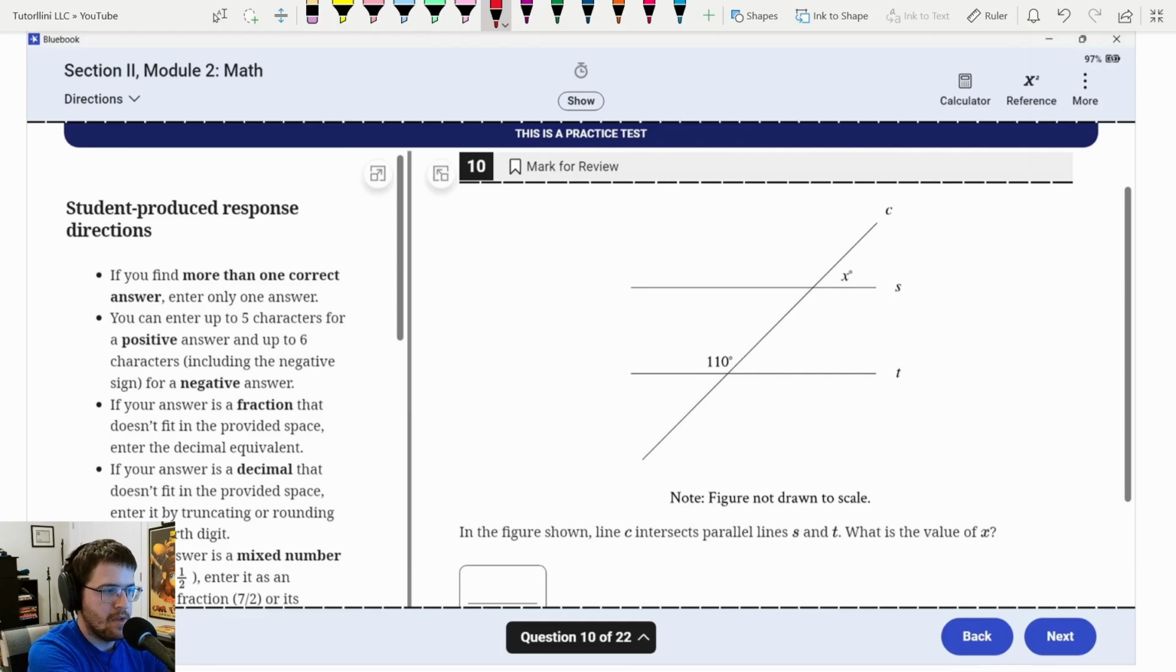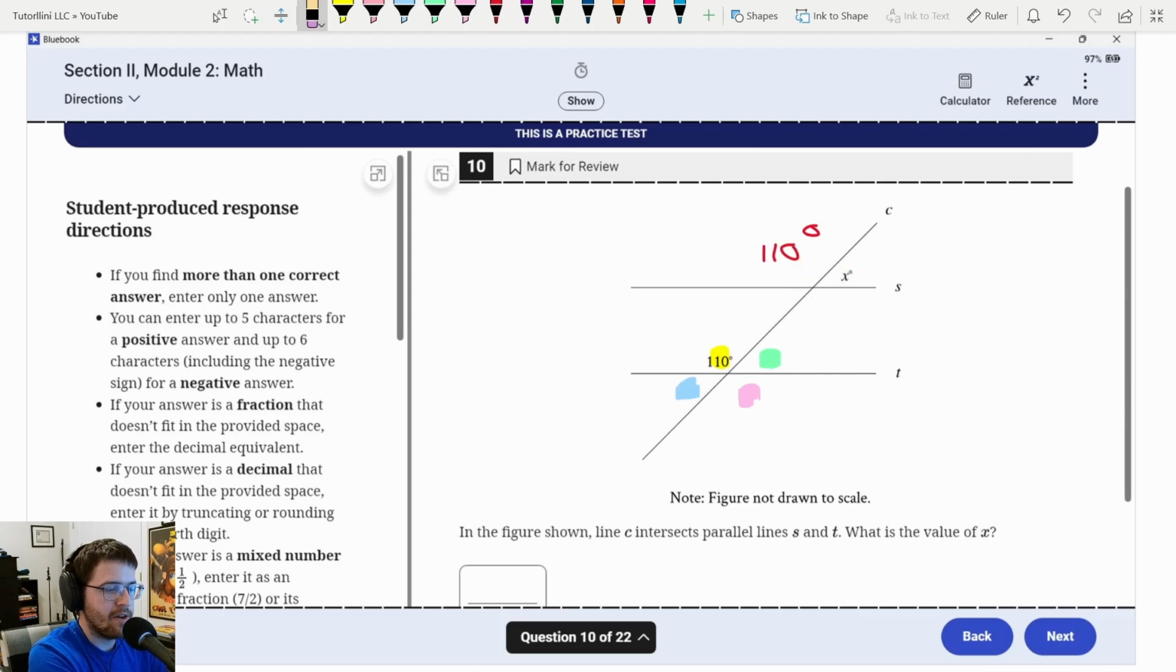Okay, question 10. Probably the easiest thing to do here is to just recognize that corresponding angles are congruent. So I'm going to pick out all the corresponding angles: top left, top right, bottom left, and then bottom right. You see the 2 yellows go together. So that means this angle here is also 110 degrees.